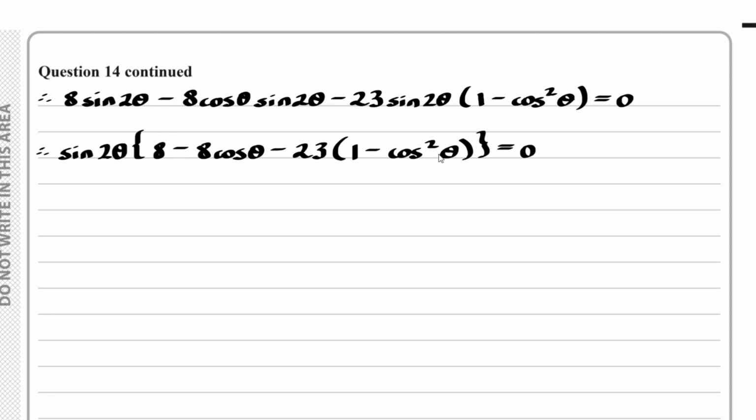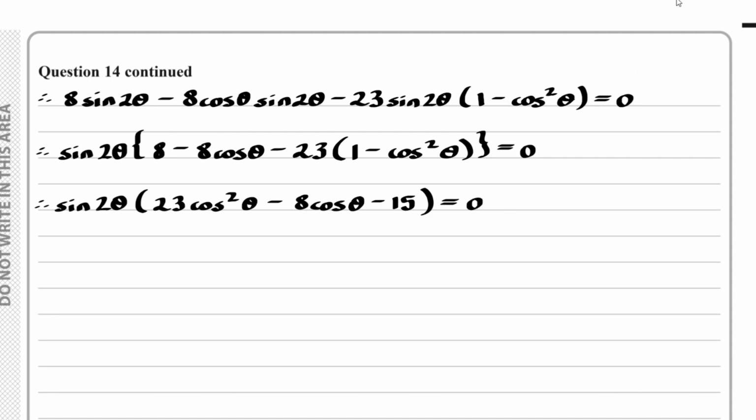Now this term is a quadratic involving cos squared only, and I've got this sine 2 theta outside the bracket, which is almost what we want to show. So I've got the sine 2 theta, and if I tidy up this bracket, I have 23 multiplied by cos squared theta, subtract 8 cos theta, subtract 15, and this is equal to 0. So A is 23, B is negative 8, and C is negative 15.